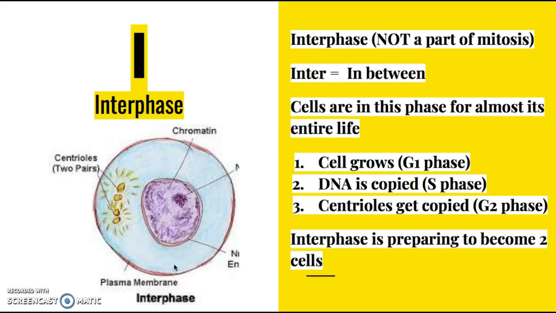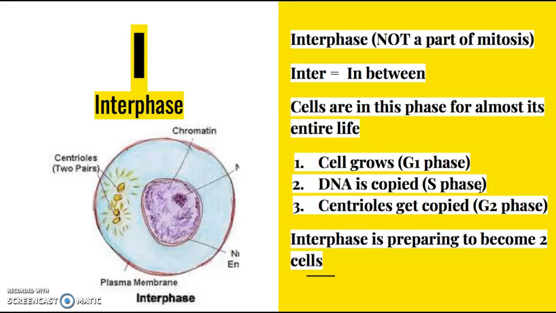And cells are going to be in this phase for most of their lifetime. Cells aren't just constantly dividing, or else we would constantly be growing, or organisms would be constantly growing. Okay, so during interphase, you're going to see a couple of things happen. Number one, the cell's going to grow. Okay, this is known as G1, or growth number 1. Okay. Number 2, the DNA gets copied, which is called the S phase.